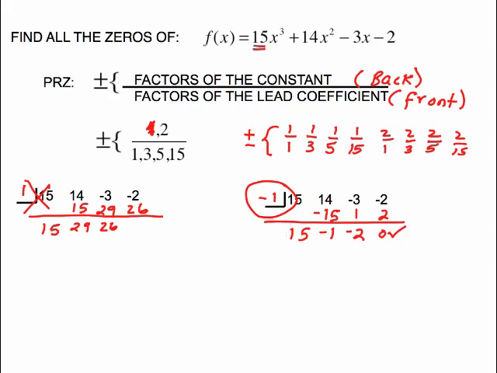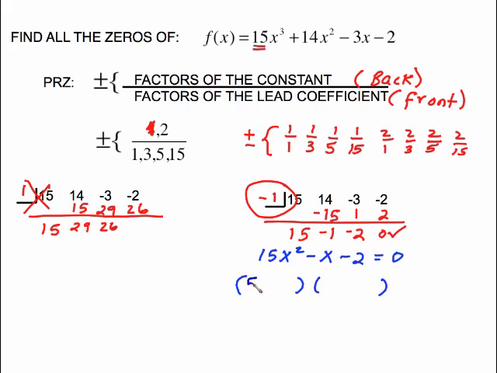Now, I don't have room to squeeze that in there. This is going to stand for 15x squared minus x minus 2 equals 0. This is a quadratic. Our choice is to check to see if it factors, or you could go directly to the quadratic formula if you don't like to factor. This one does factor, though, pretty easily.